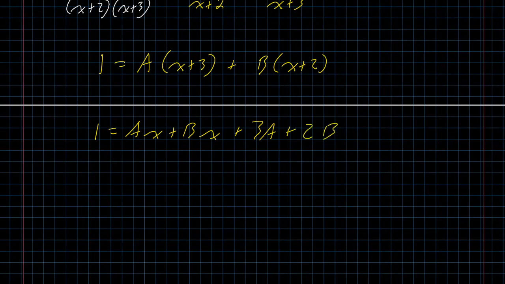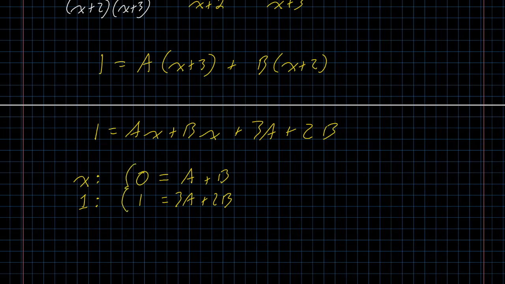All right, so rearranging things here a little bit. We have a times x, we have 3 times a, we have b times x, we have 2 times b. And if I get all of my x terms together, on the left-hand side, there's no x showing up anywhere, so I get that x 0 on the left-hand side. And on the right-hand side, the coefficients on x are a plus b. Then if I get my constant terms together, on the left-hand side, the constant term is 1. On the right-hand side, the constant terms are 3a plus 2b.